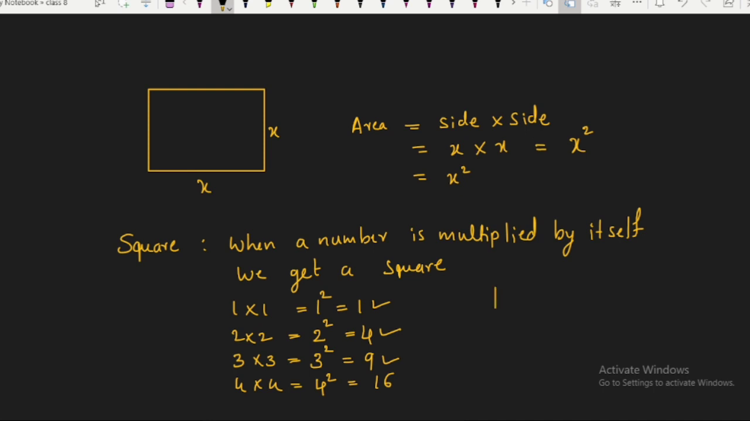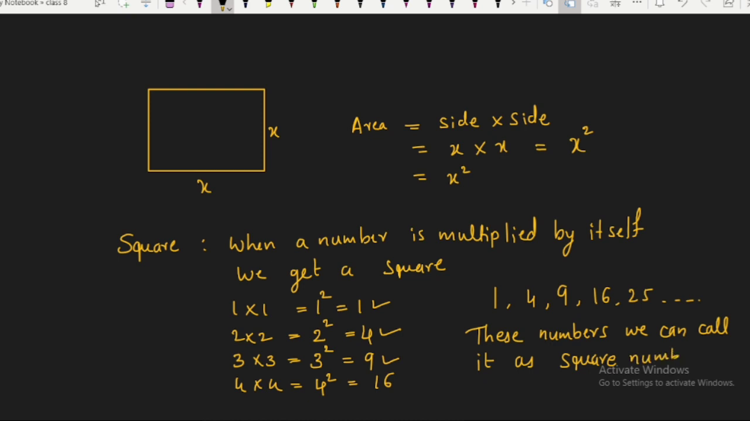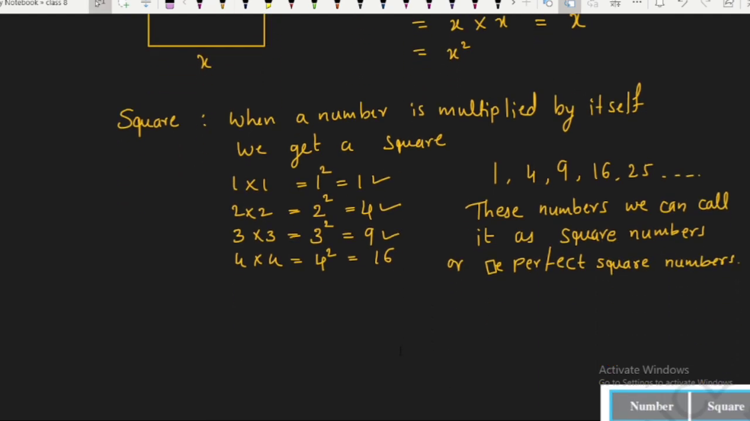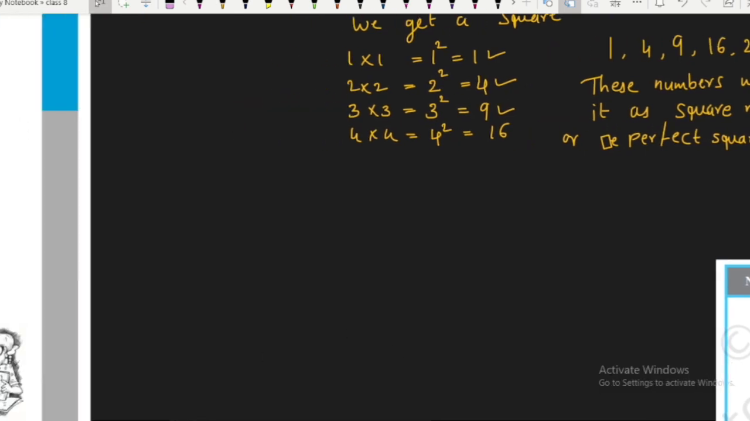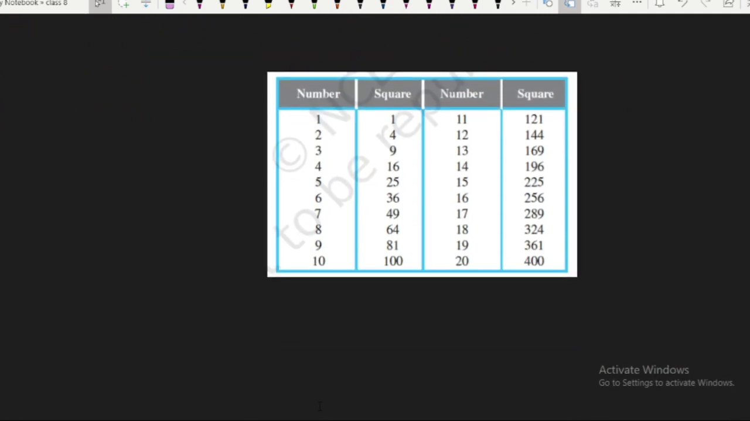So the numbers 1, 4, 9, 16, 25 and so on, these numbers we can call square numbers, or we can also call them perfect square numbers. You can learn square numbers up to 20.